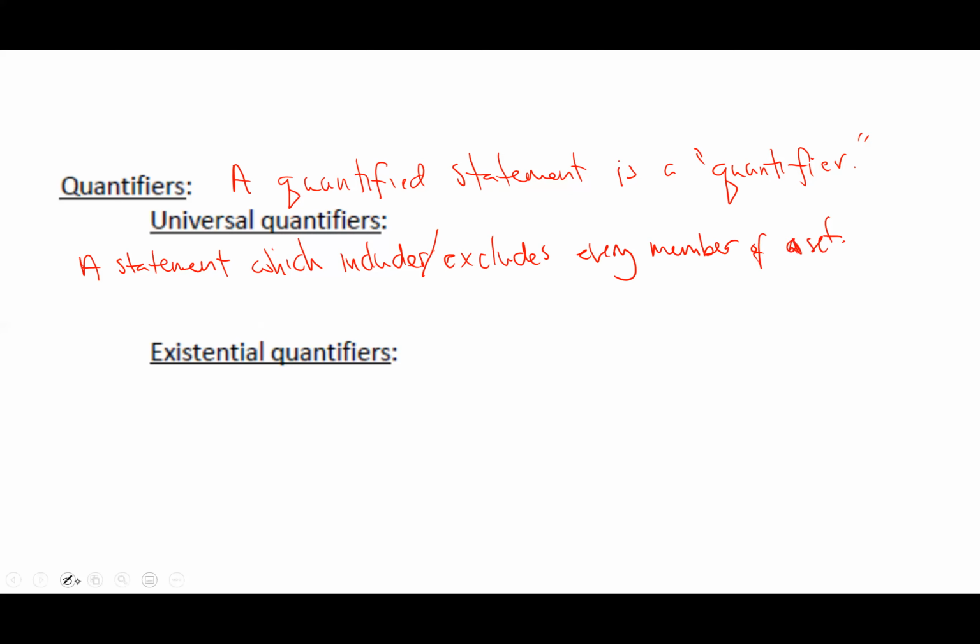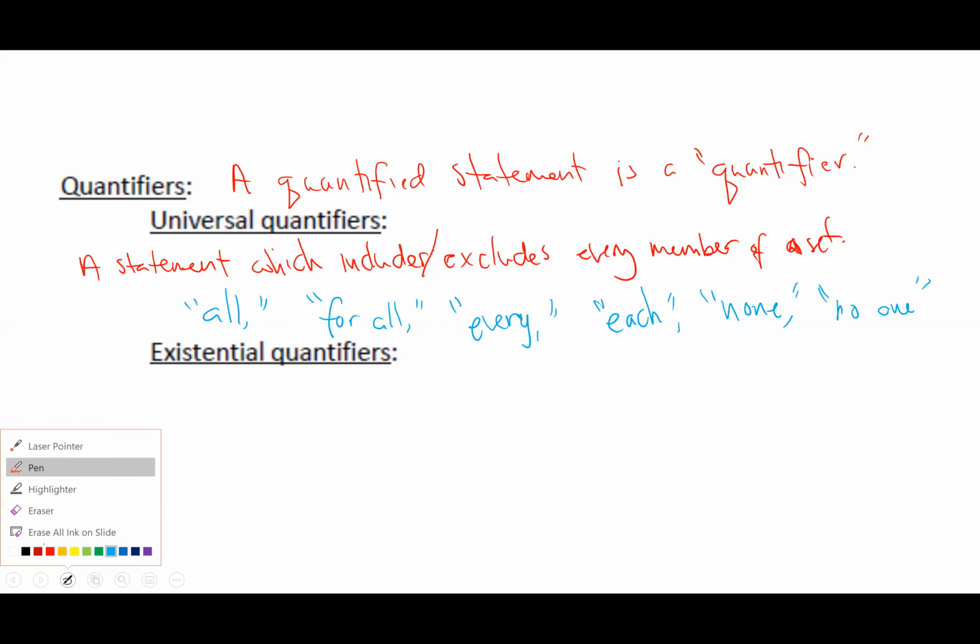So some key words that give away a universal quantifier. If I see words like all, for all, every, each, none, no one, etc. Ultimately, I'm talking about everybody. I'm either talking about everybody or nobody. So when I'm looking at a universal quantifier, I'm talking about every single thing included in a set.